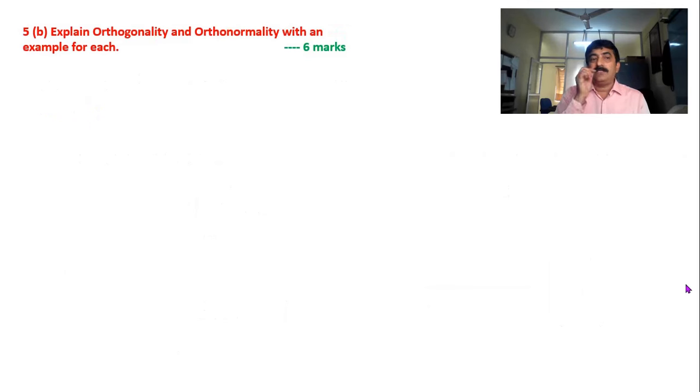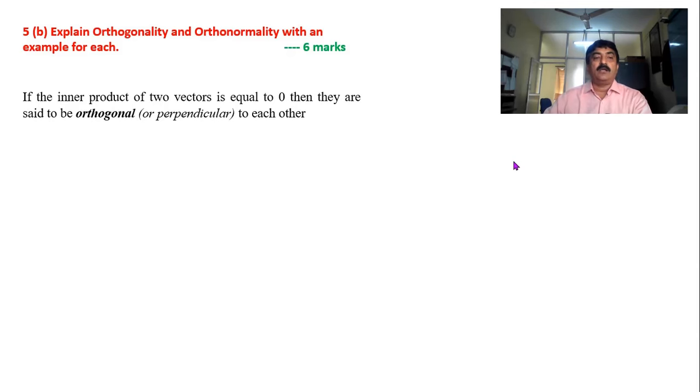Okay, well, next comes: explain orthogonality and orthonormality with an example. Orthogonal means two vectors perpendicular to each other. Orthonormal means not only perpendicular, but when the inner product is taken on the same vector, the answer must be 1, that is normalization. So perpendicular means orthogonal, normality means product is 1. If both are combined together, it should be orthonormality. For that I give examples. First, what is orthogonality?